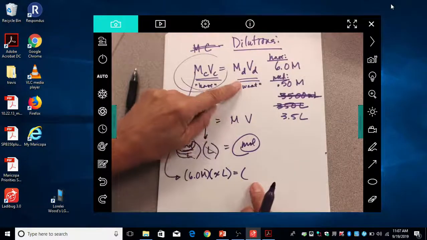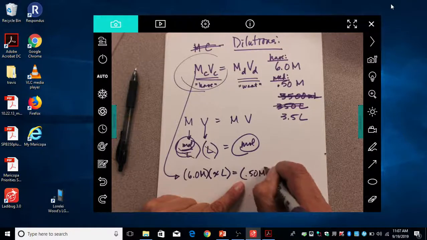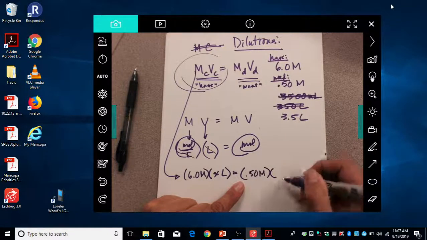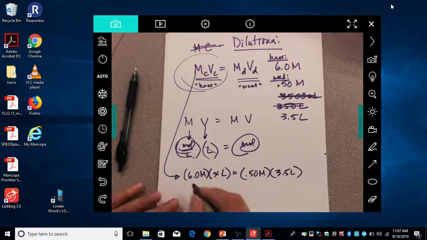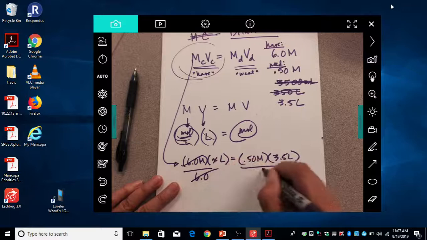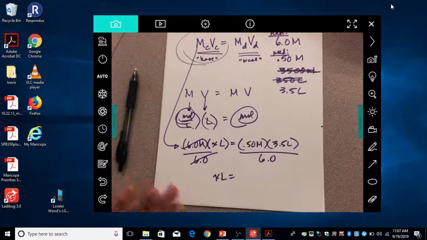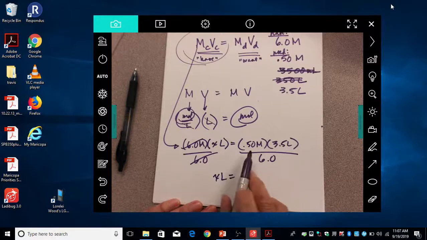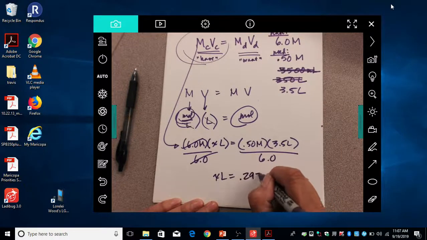All right, what's the molarity of my dilute? 0.50 molar. What's the volume of the dilute? 3.5 liters. I think you can use this simple algebra to solve this. How would you use some algebra to solve this? Divide both sides by 6.0. And what does my number come out to be? 0.292. What are my units here? Liters.